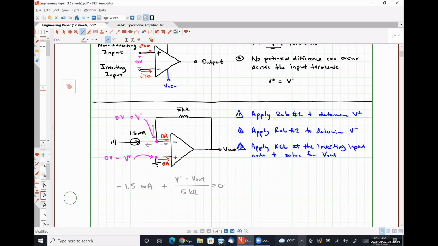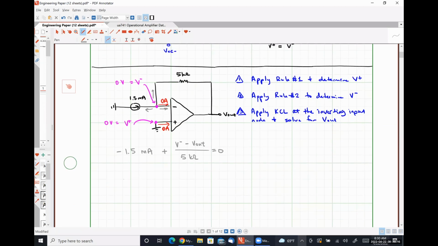So since V minus is a known quantity, the only unknown variable in this case is V out, which we can easily solve for. And we should get a voltage of negative 7.5, sorry, not milli, volts. By all means, throw that in your calculator and verify it to make sure I haven't made some sort of mistake here. Okay.